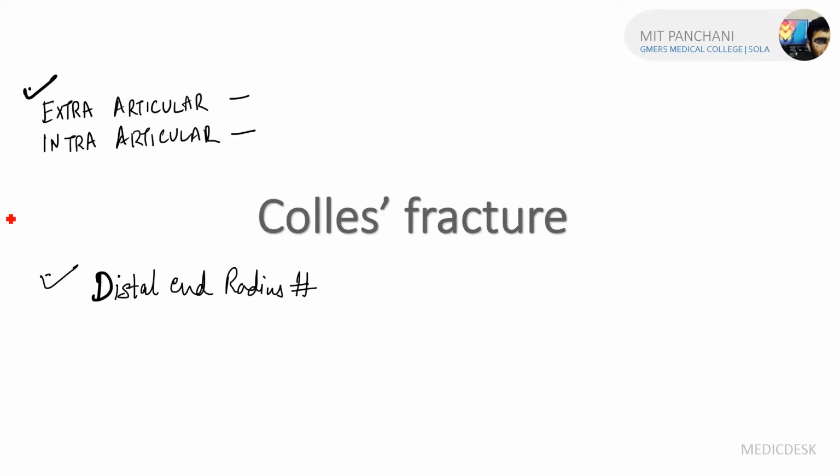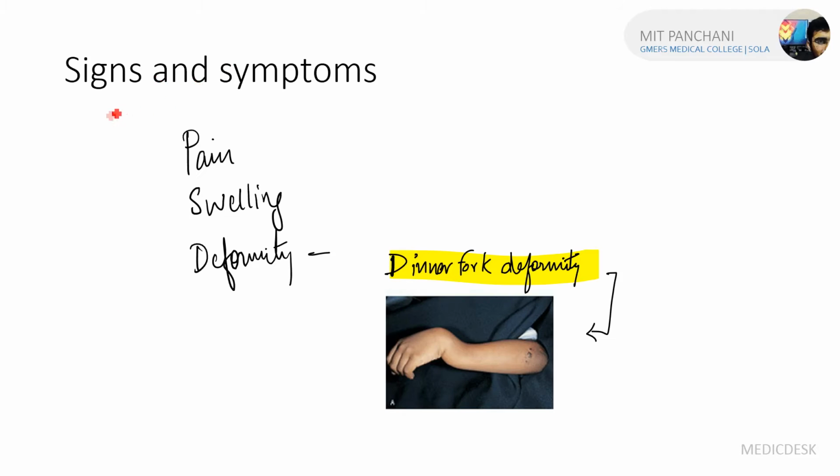So in this video I'm going to talk about Colles fracture. Colles fracture is a distal end radius fracture, and at the distal end there can be an extra-articular or intra-articular fracture, whereas Colles fracture is the extra-articular type of distal end of radius fracture. On signs and symptoms there is pain, swelling and deformity, and here the deformity is a dinner-fork deformity because of displacements, and it is seen in the picture.